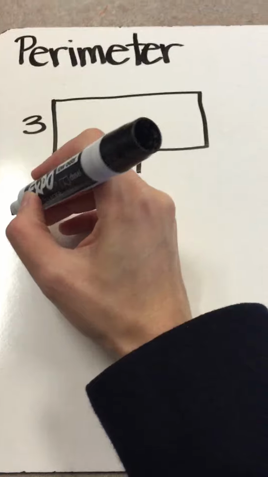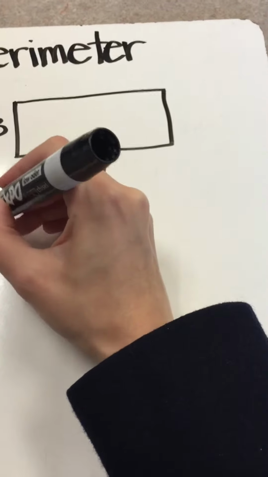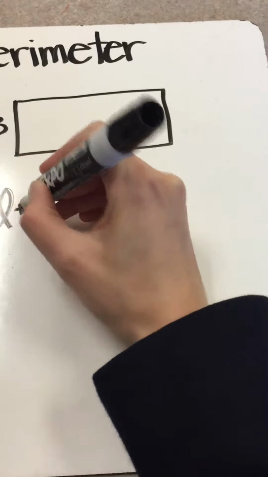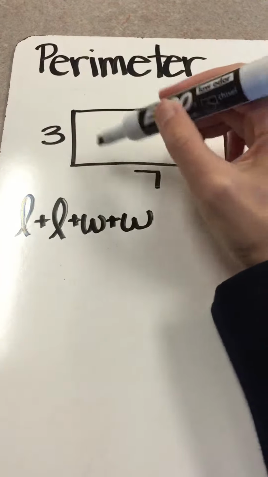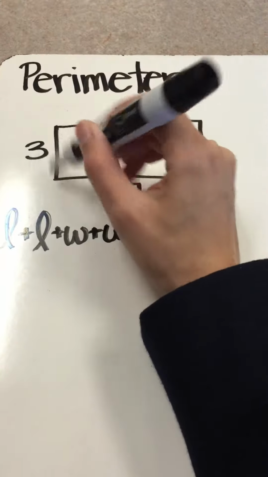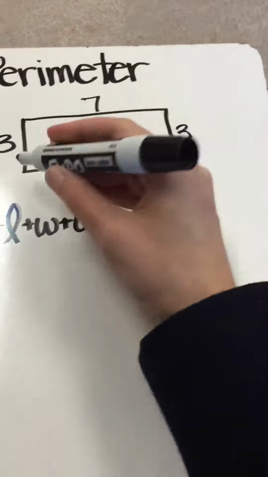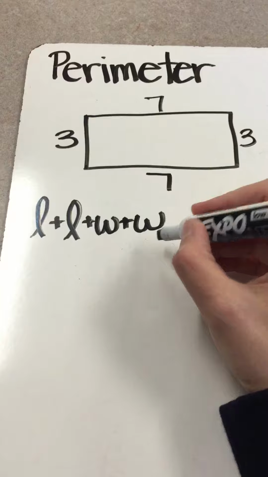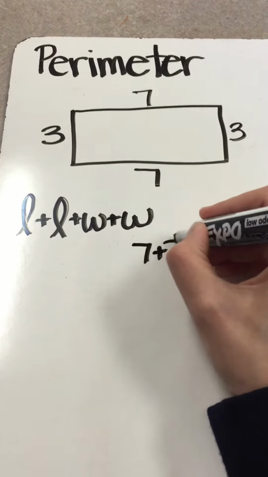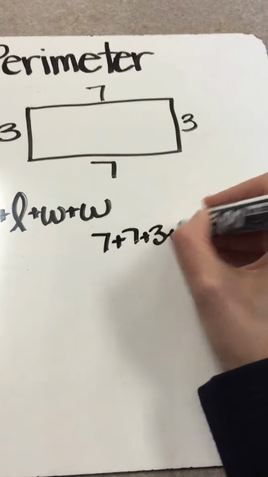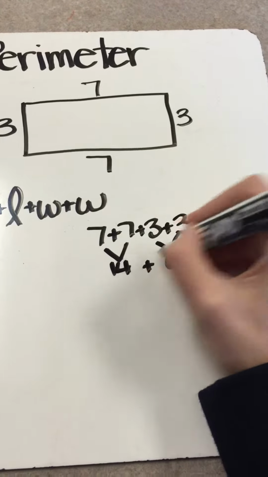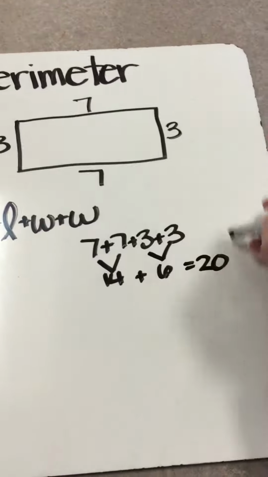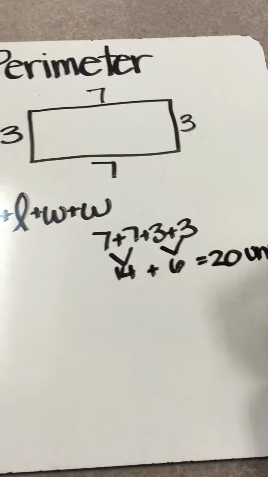The first formula we can use is length plus width plus width. So we know that if this side is 7 and it's a regular rectangle, that this side's going to be 7. And if this side is 3, then this side's going to be 3. So we can add 7 plus 7 plus 3 plus 3. 7 plus 7 is 14. 3 plus 3 is 6. 14 plus 6 is 20. So the perimeter is 20 units.